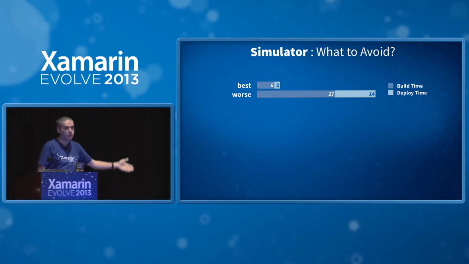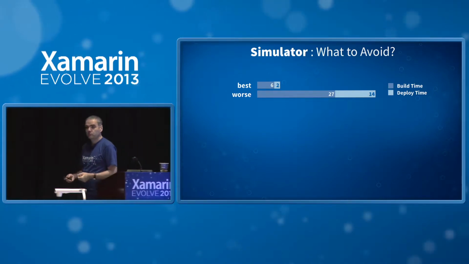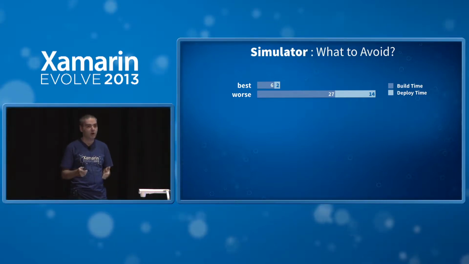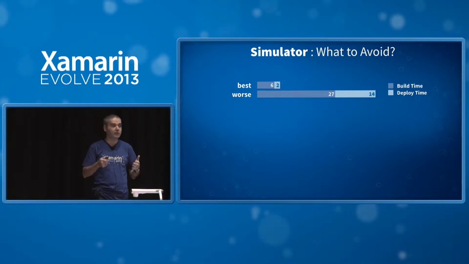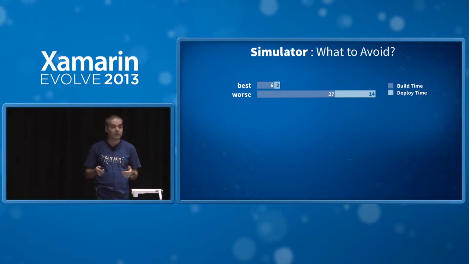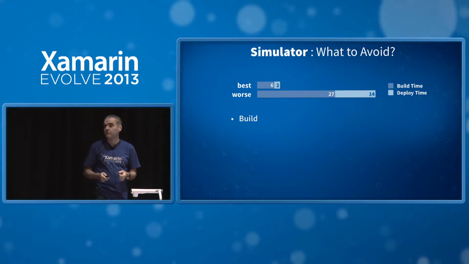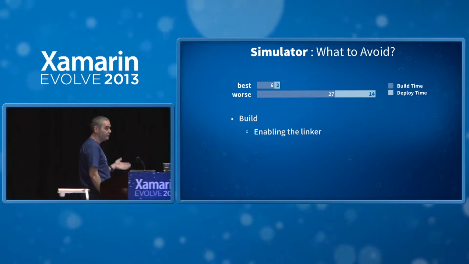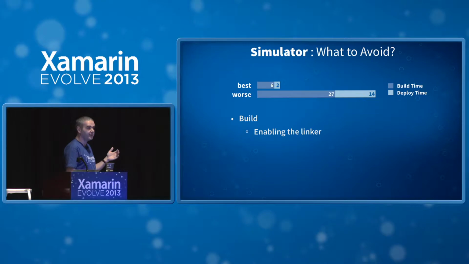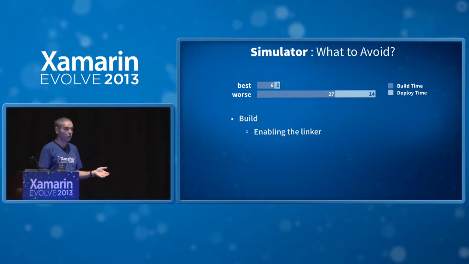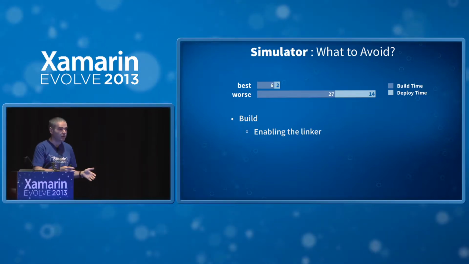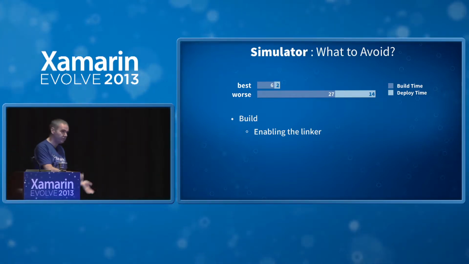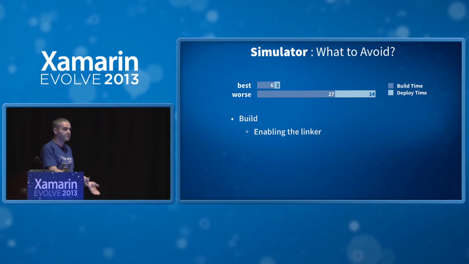Now, what should you avoid? Builds are never fast enough, so you don't want to get worse. There are options that will take more time and that you may not need. For the build, you should avoid enabling the linker. The reason is simple. The linker will modify the SDK's assemblies. So if we modify those files, it's not possible to use symbolic links. With no symbolic links, we must copy the files. So that kills an optimization.